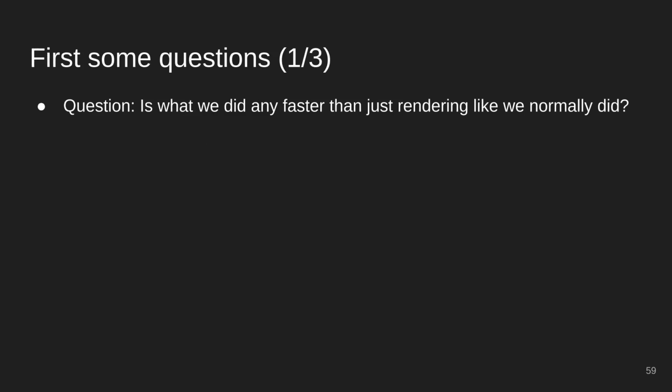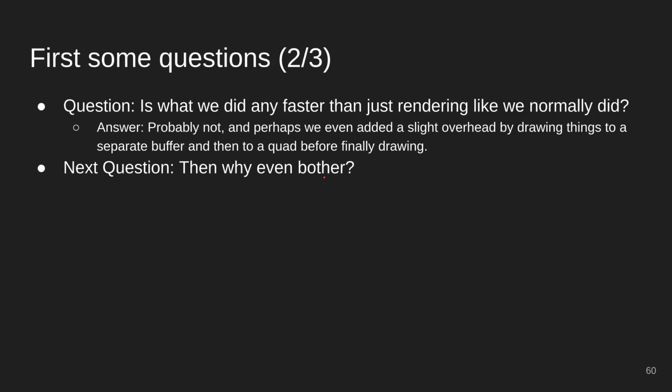One of the questions I always ask is related to performance, because that's something I care about: is what we did any faster than just rendering like we normally did? And the answer is, probably not. We might have even added some slight overhead by drawing things to a separate buffer and then a quad before finally drawing. Now, this is what OpenGL ends up doing anyway, so maybe it's the same. Maybe we should just be using the color buffer that OpenGL has already created for us in SDL, and just draw to that. But we've only added a little bit of overhead.